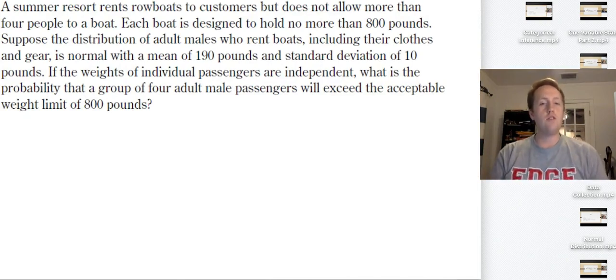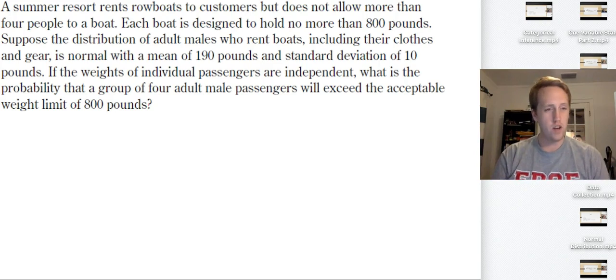Summer Resort rents rowboats to customers but does not allow more than 4 people to a boat. Each boat is designed to hold no more than 800 pounds. Suppose the distribution of weights of adult males who rent boats, including their clothes and gear, is normal with a mean of 190 pounds and standard deviation of 10 pounds. If the weights of individual passengers are independent, what is the probability that a group of 4 adult male passengers will exceed the acceptable weight limit of 800 pounds?